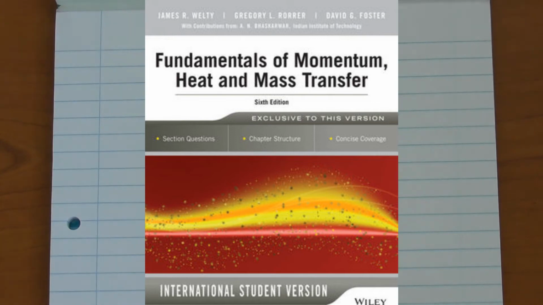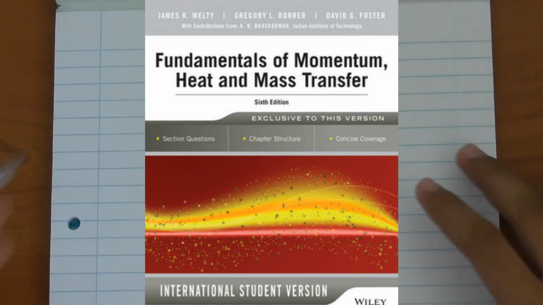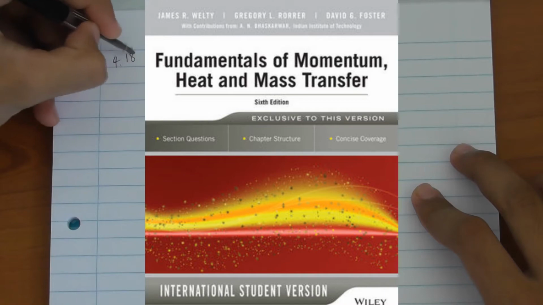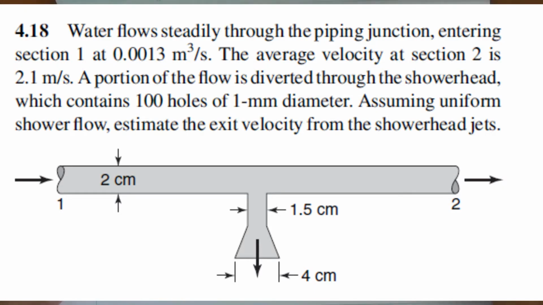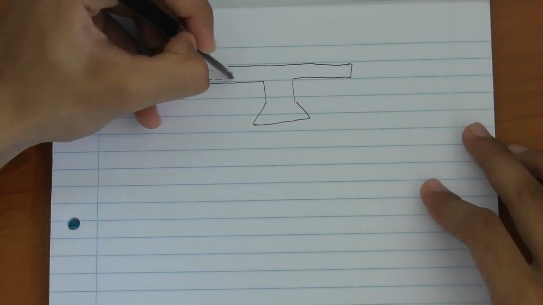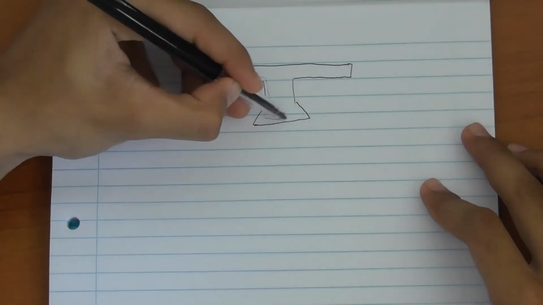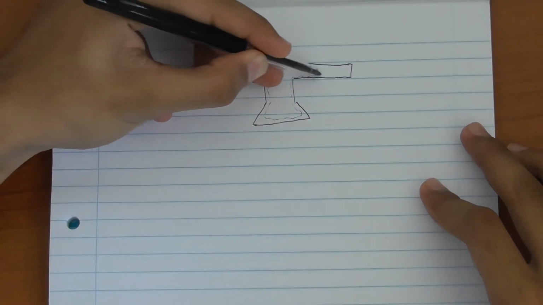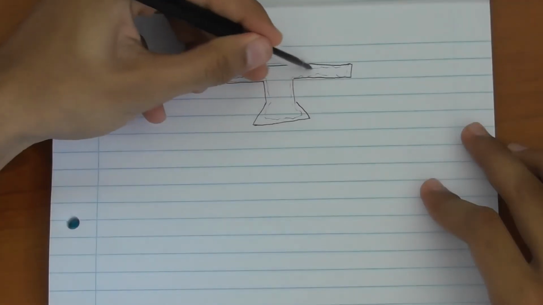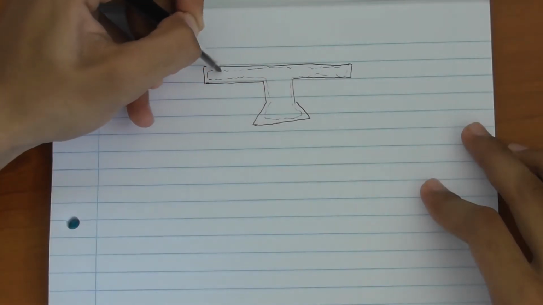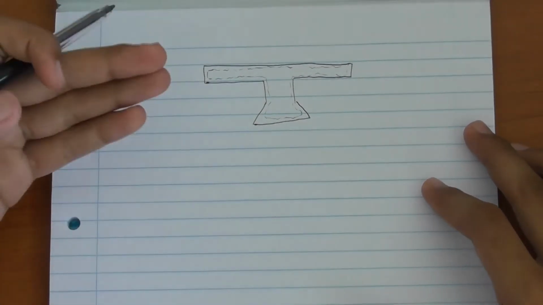Now let's talk about question 4.18. So the first thing you always want to do is draw your control volume. So I'm going to draw in the shower head. Okay. And then I'm going to use a dotted line to indicate my control volume. And the control volume is just indicated before the actual wall of the pipe begins.